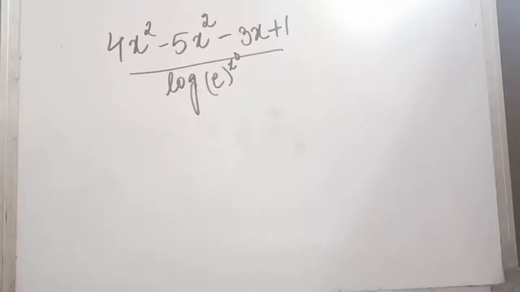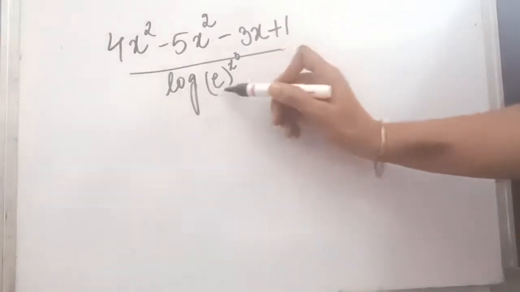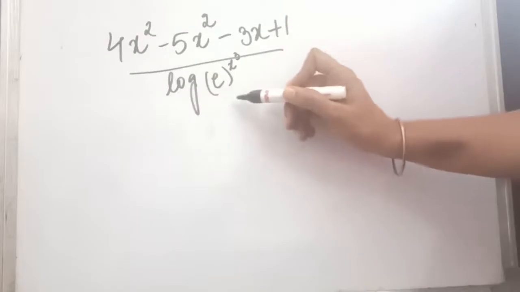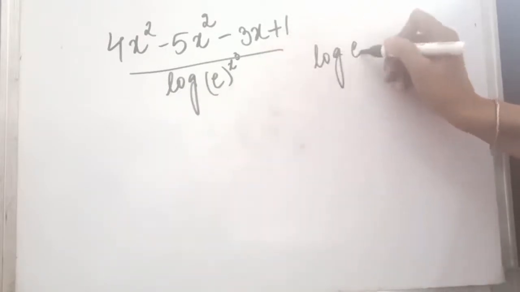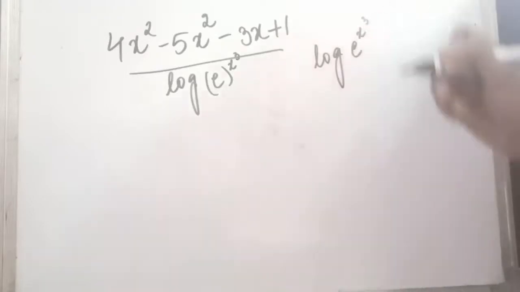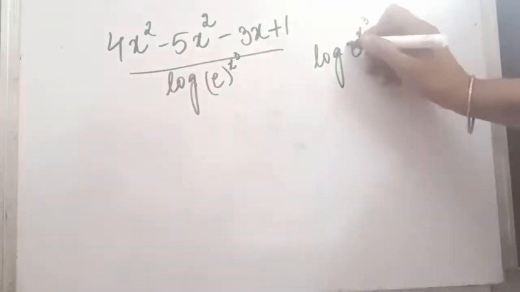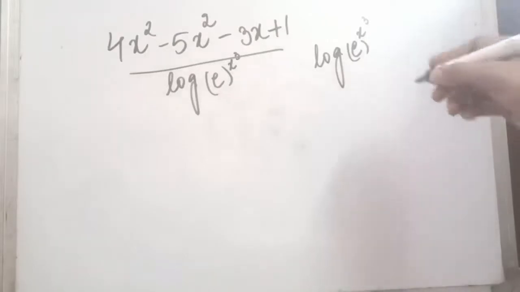In another type of question where you will have to divide by the denominator, here the different point is you have seen in the denominator log e power x cube. So let us first solve this question. What is the value of log e x power e cube? So here log e is having power x cube.